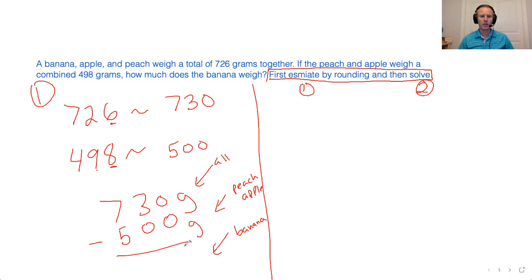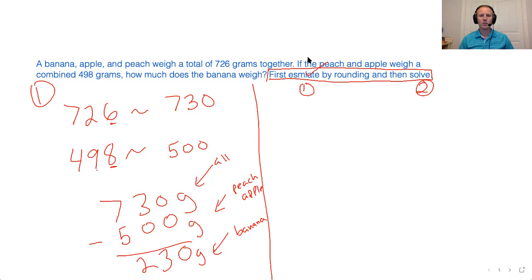So 0 minus 0 is 0. Again, we're measuring in grams. 30 minus 0 is 30, so we put a 3 in the tens place, and 700 minus 500 is 200, so we put a 2 in the hundreds place. And we found out that the banana weighs about 230 grams. So that's step one. We did that part. I'll put a check mark right on it.